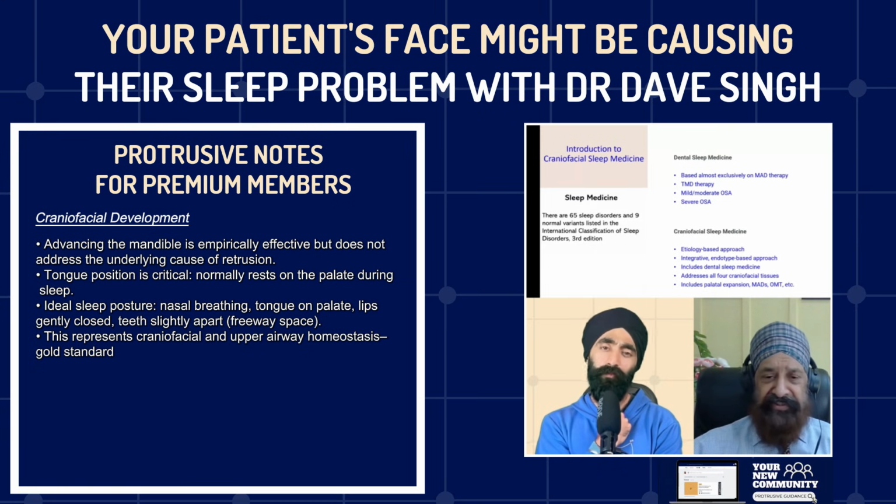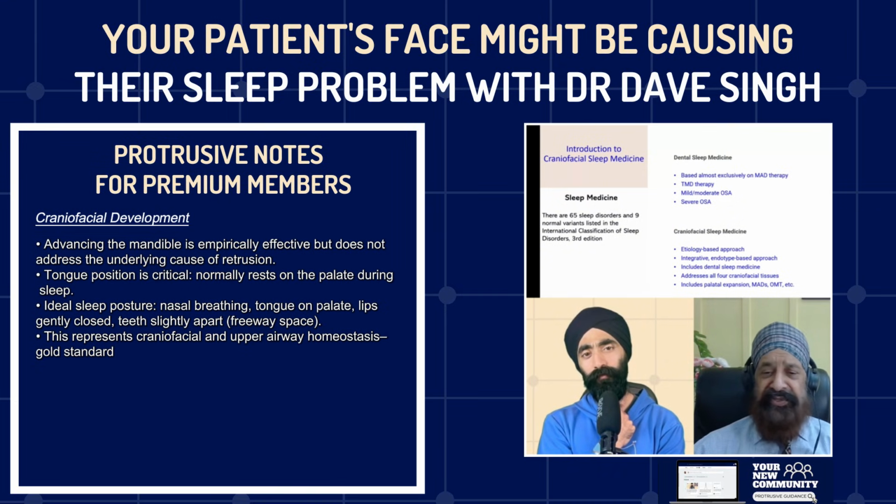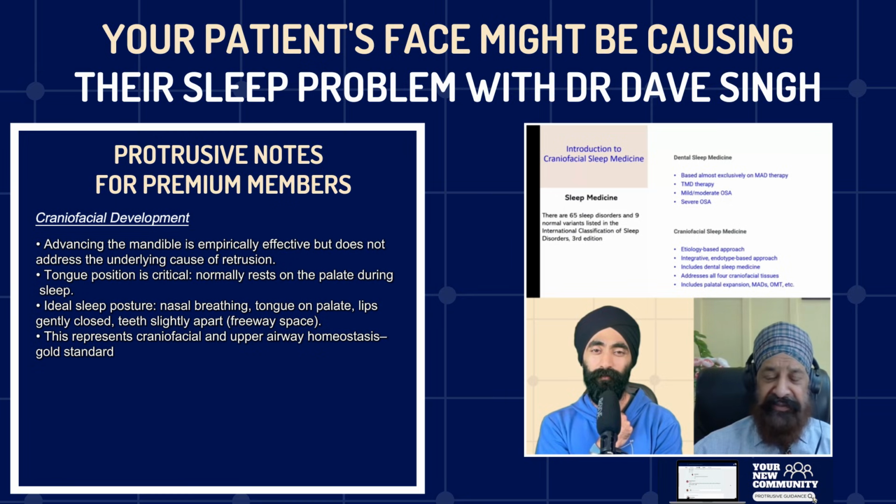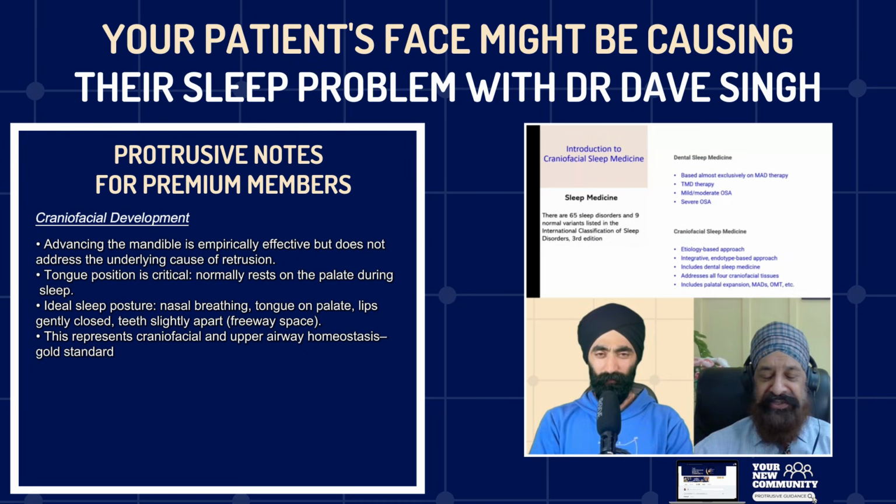Long story short, when I woke up this morning, two things happened. First, I want to know where my tongue is in space, and my tongue is sitting on my palate. Second, did I remember my last dream? The answer is yes, and it was weird. The point here is that the tongue is supposed to rest on the palate while you're asleep. Classically, when you're asleep, you're breathing through your nose, the tongue is on the palate, the lips are gently in contact, and the teeth are slightly apart, the freeway space. That is the homeostasis. That's craniofacial homeostasis, upper airway homeostasis. That is our gold standard.